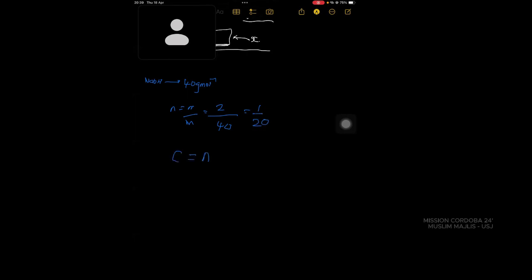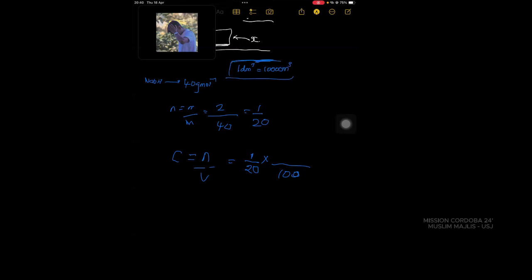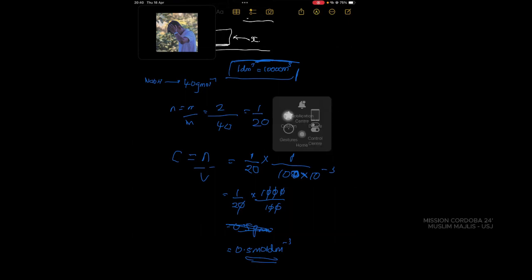C equals n over V. This is 1 over 20. What is the volume? 100 cubic centimeters. But the answers are given in cubic decimeters. You have to know that 1 cubic decimeter is equal to 1000 cubic centimeters. So if I want to convert this 100 cubic centimeters into cubic decimeters, I have to multiply by 10 to the power minus 3. So it will be 1 over 20 into 1000 divided by 100. That will give you 1, 2, 1, 2, half, 0.5 mole per cubic decimeter. So the answer is the first one.